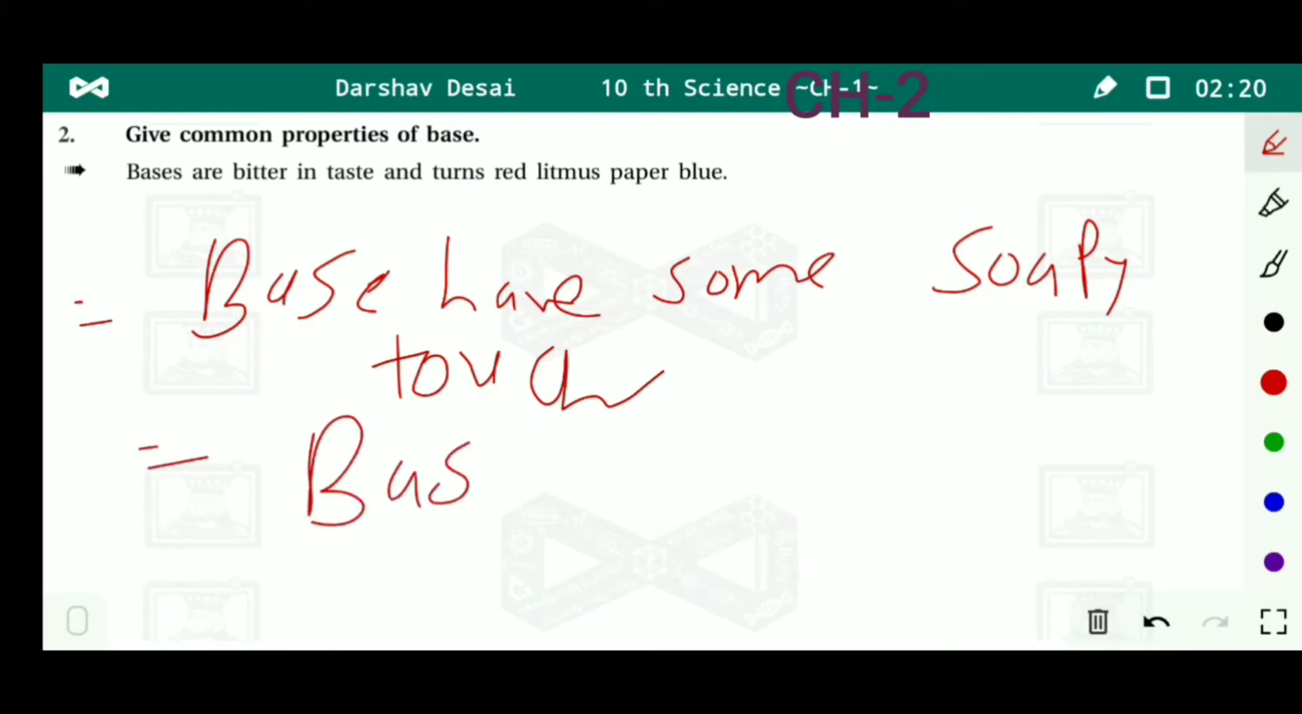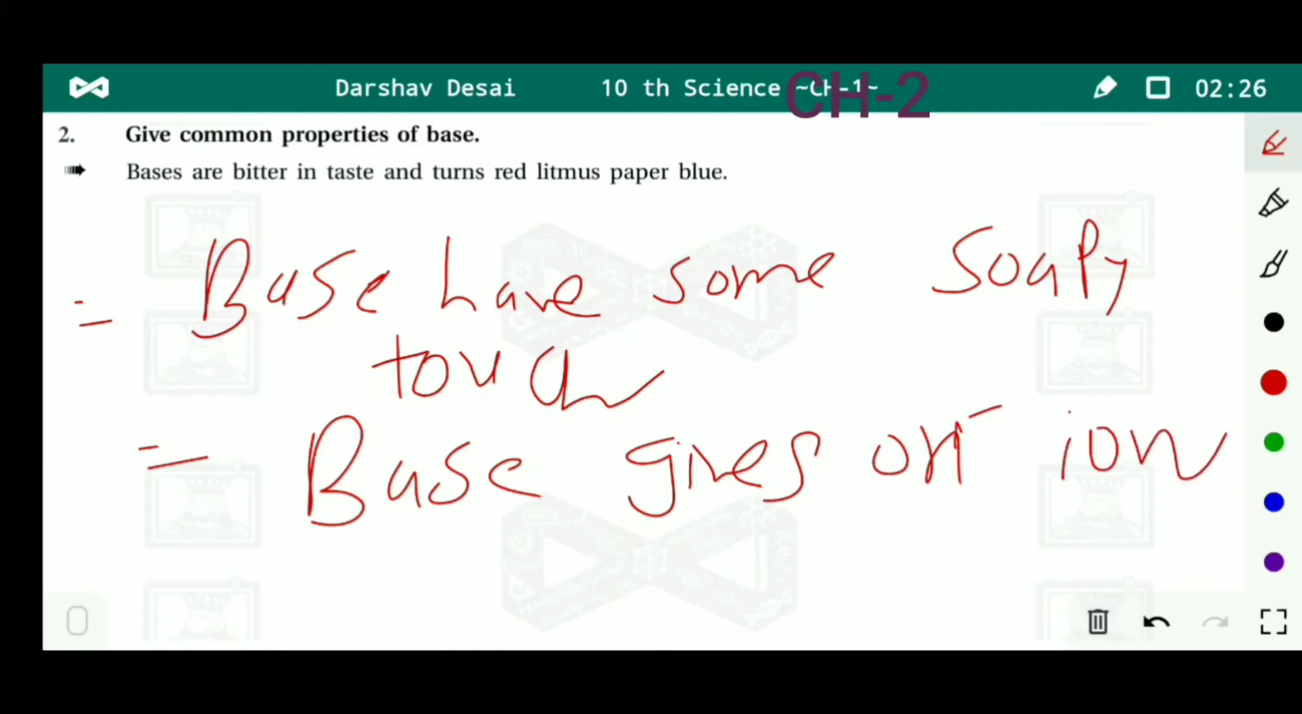And base gives OH minus, hydroxide ion in solution. Acid gives H plus ion in solution and base gives OH minus ion in solution. Acids do not have the property of soapy touch and bases have some soapy touch, meaning thickness properties.